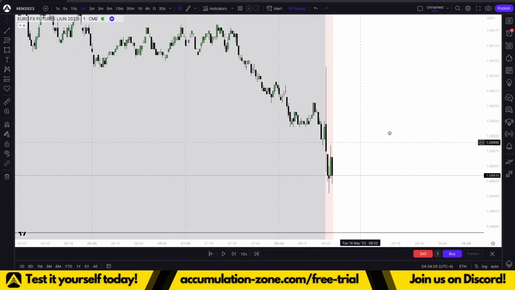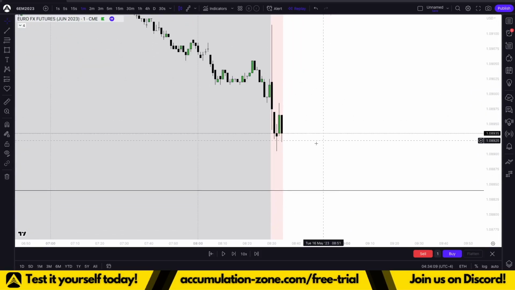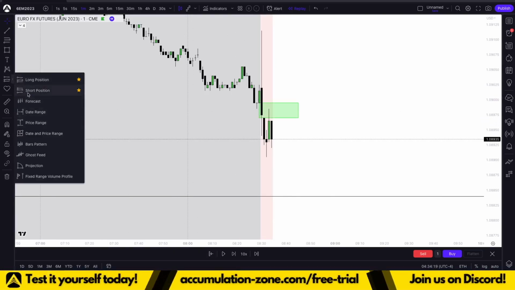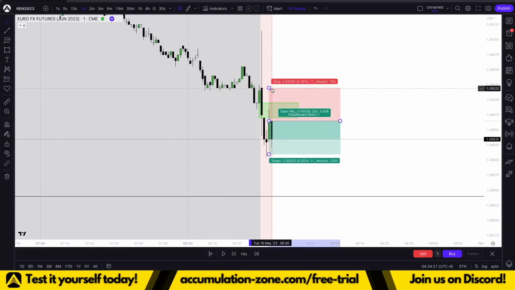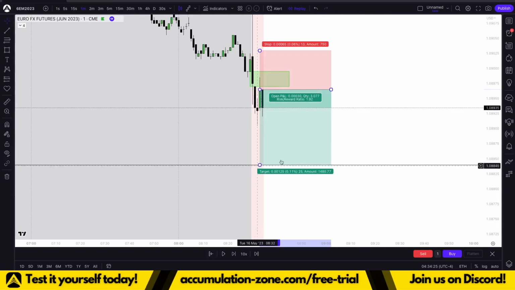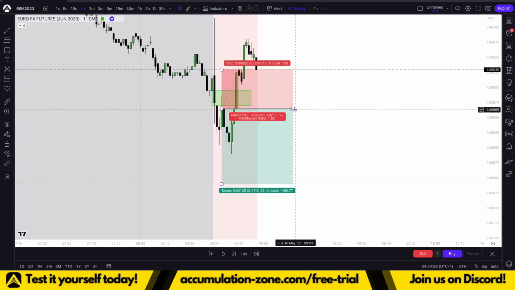We had this big rejection to the upside. We are very close to hitting our low of the day, which would obviously be the draw on liquidity. We left behind a fair value gap right here, and this could have been a potential entry on this rejection wick, placing our stop loss a few ticks above that, targeting a simple 2-to-1. Wouldn't have worked out. Interesting.